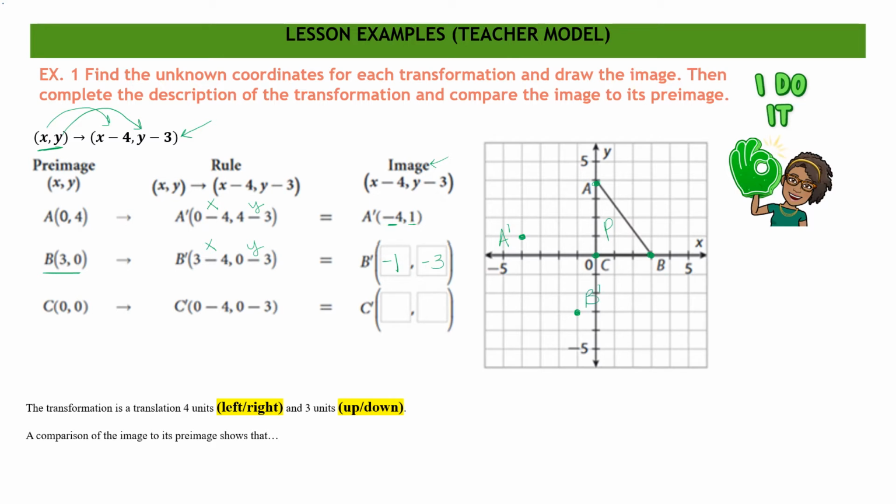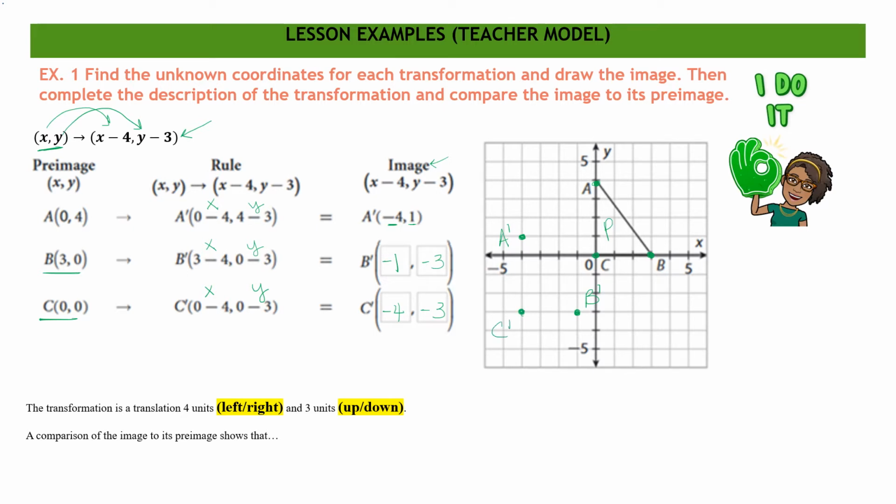And then last, we're going to do the same thing for C. C is right at the origin, so we plug in x. 0 minus 4 gives us negative 4, and we plug in the y coordinate, so 0 minus 3 gives us a negative 3. We plot that new image point for C, which is 4 to the left and 3 down, 1, 2, 3. And our new point for C is here, which we call C prime.